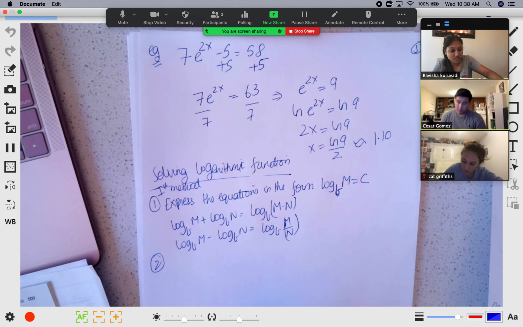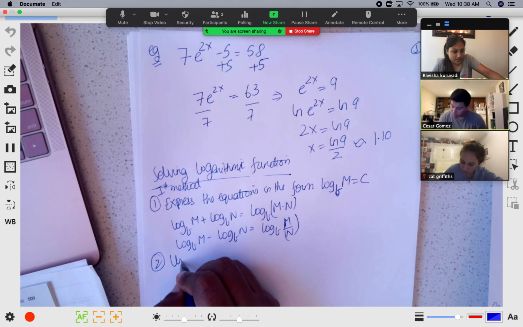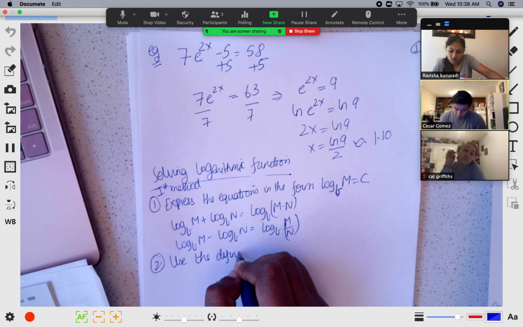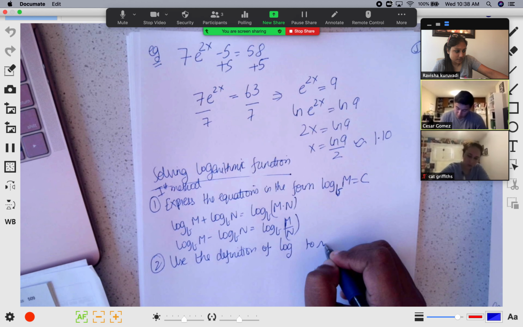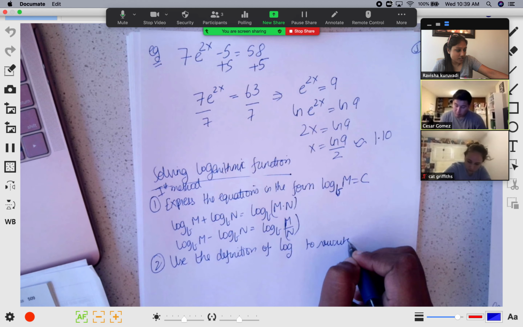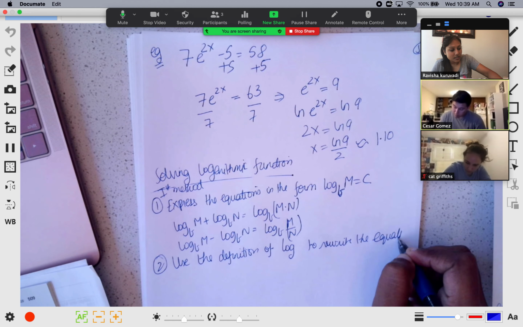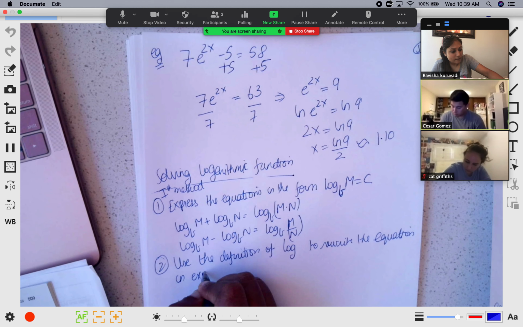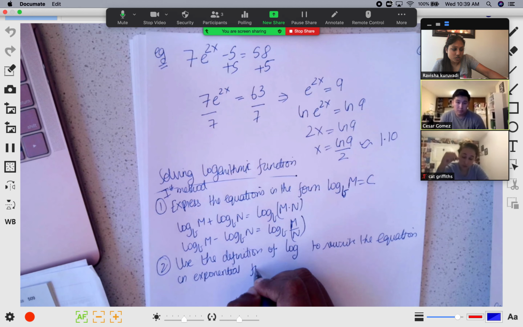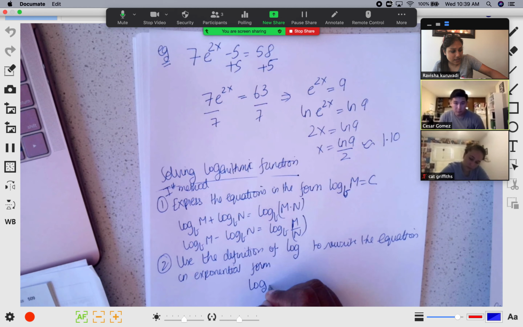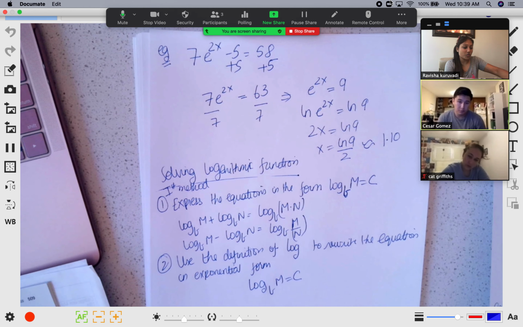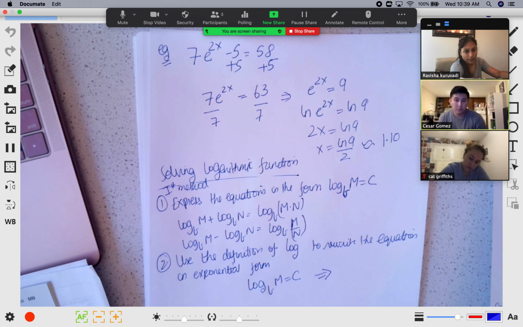Next thing it says, use the definition of log to rewrite the equation in exponential form. So you convert the logarithmic form into exponential form. So if you have log base b of m is equal to c, how do you convert it into exponential? Caesar, do you know it? How to convert log into exponential?